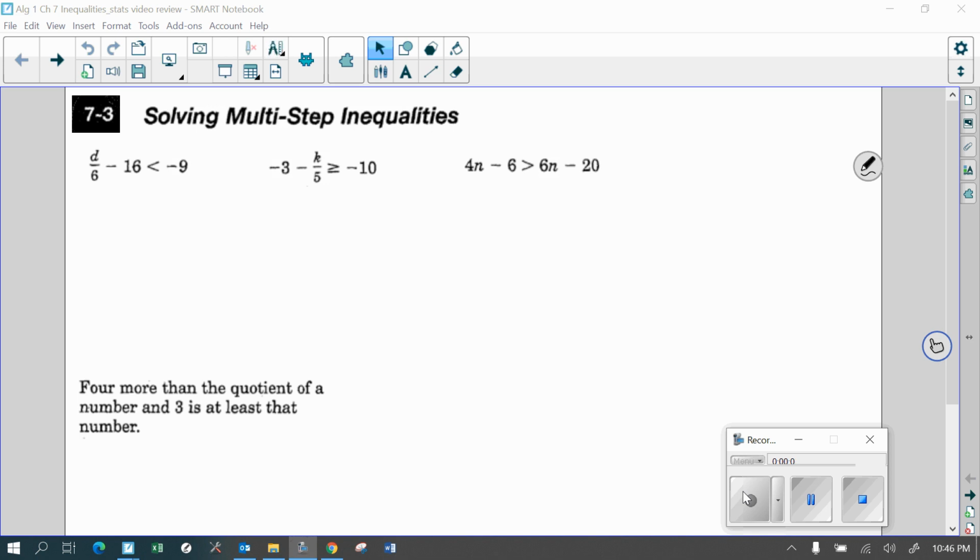All right, students, go ahead and review chapter 7 in this book, which is Inequalities and Stats. Okay, so the one thing you want to remember is if you multiply or divide by a negative, you must switch the inequality.